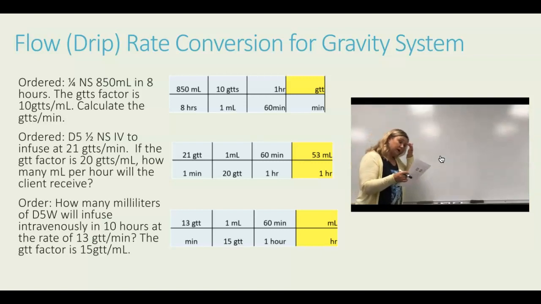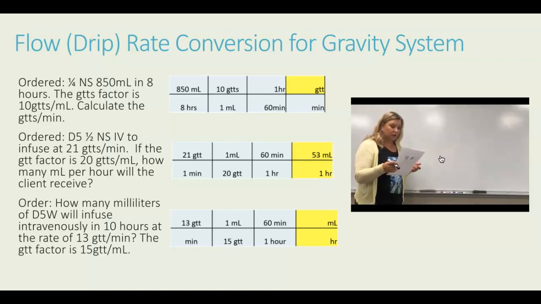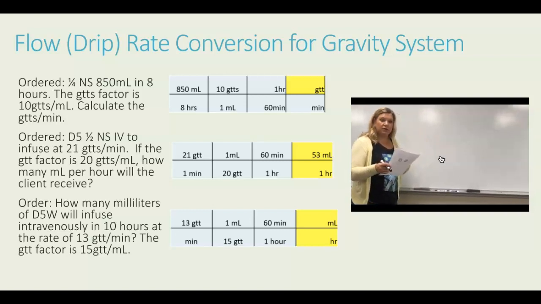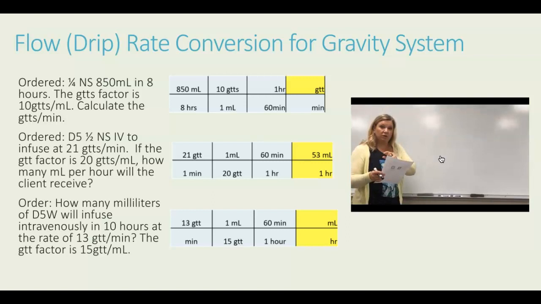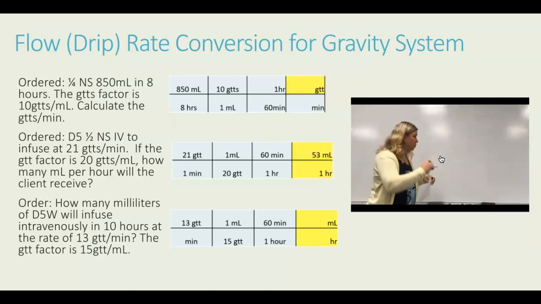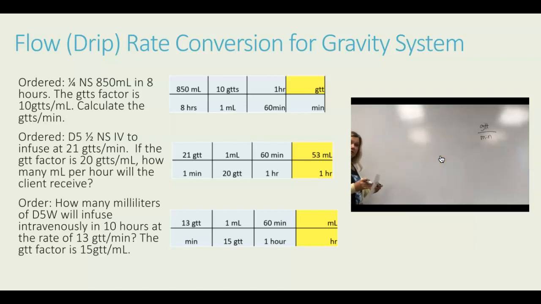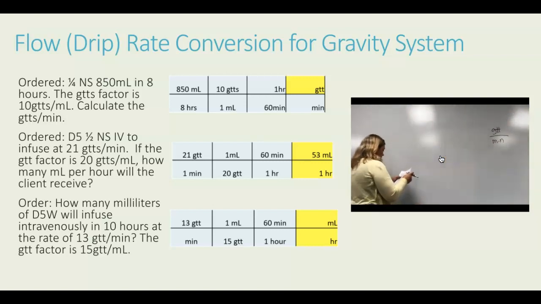All right, so question 1 of 3 says ordered is 1/4 normal saline. You've got 850 milliliters to infuse in 8 hours. The drip factor of your IV set is 10 drops per milliliter. So that means it takes 10 drops to make 1 milliliter in that particular IV set. So we need to calculate the drops per minute so we know it's going at the proper rate. All right, so we're answering for drops per minute. So I need to make sure our answer is drops over minute. That's what we're solving for. So let's set up our problem to solve for that. All right, so it is 850 milliliters in 8 hours.